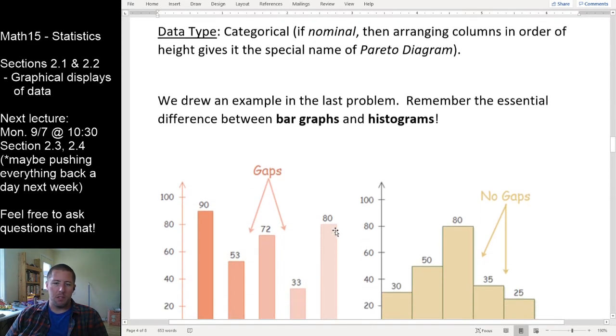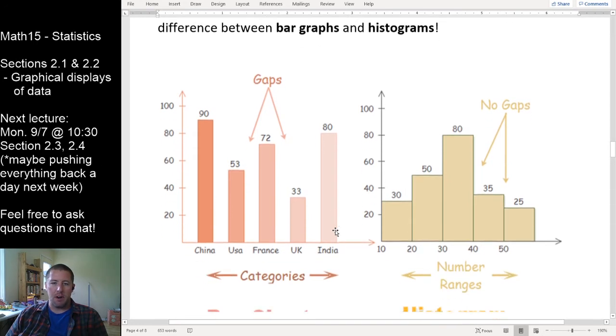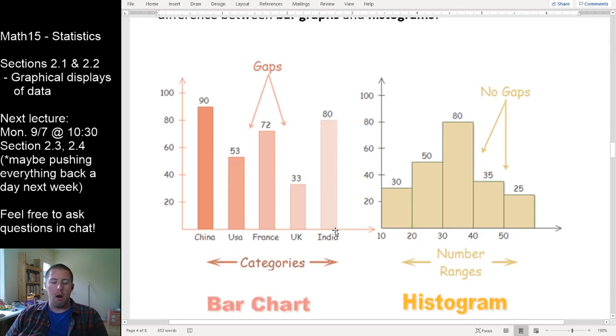Remember the essential difference between bar graphs and histograms. You guys have already seen this picture. When we make bar graphs or bar charts, it is always categorical data, and because there's not a measurable difference between each group, we put a gap there. Histograms are always measuring numerical data. It's always going to be a range of data that is covered by each of our bars. Therefore, there should be no gap, because exactly where one bar ends is where the next bar begins.